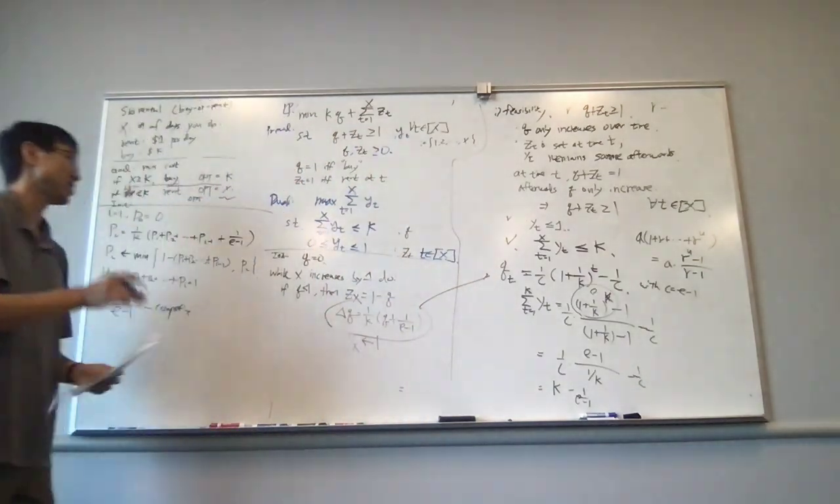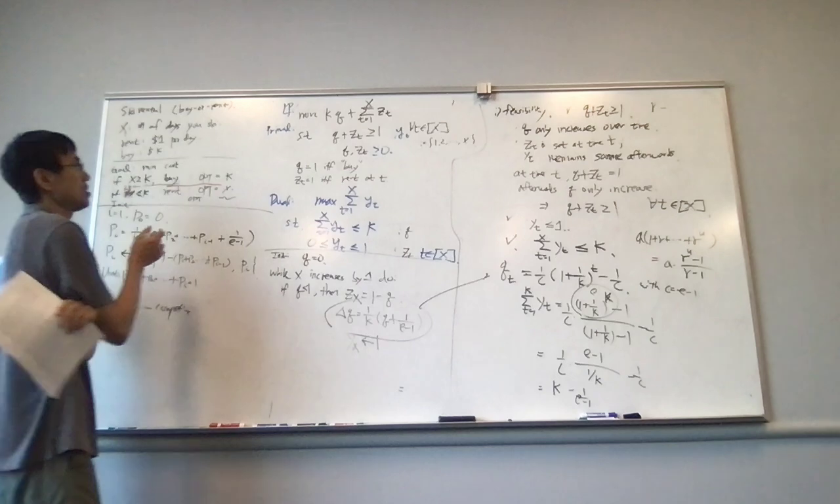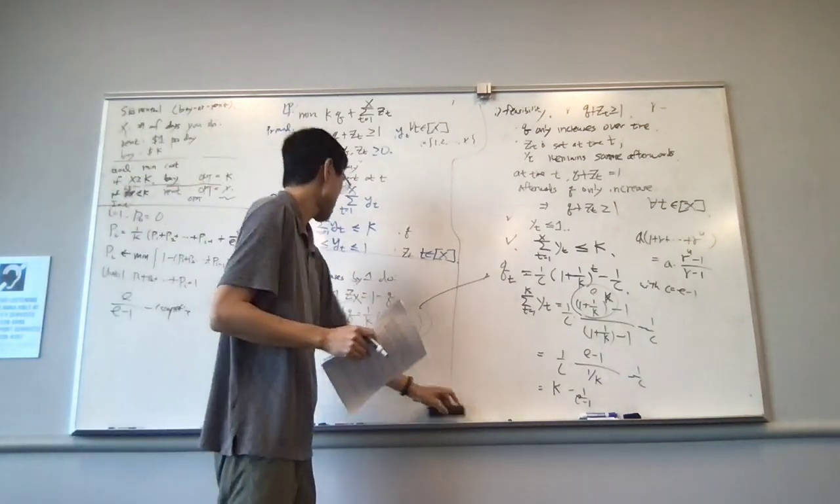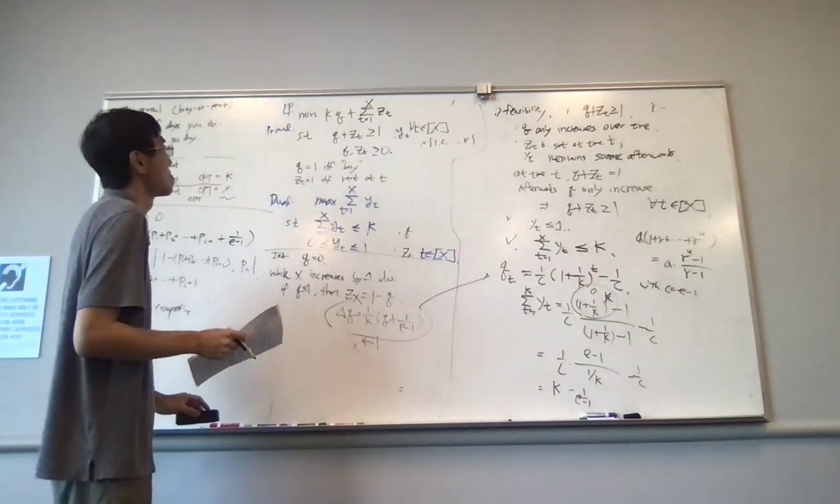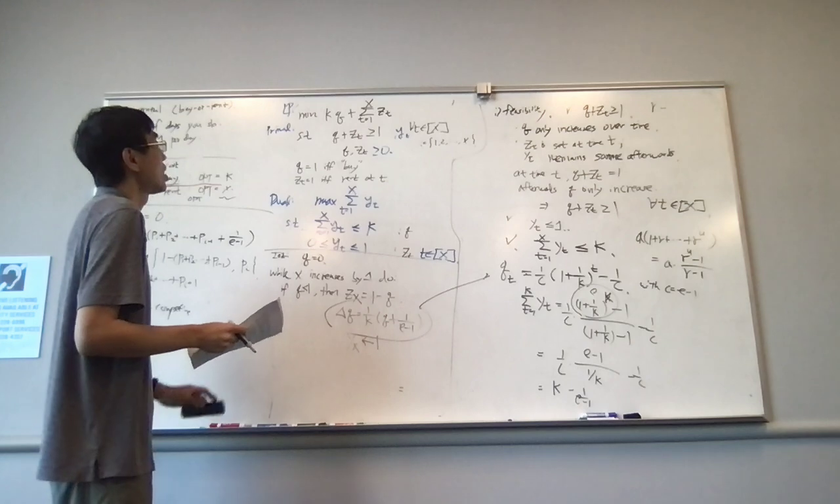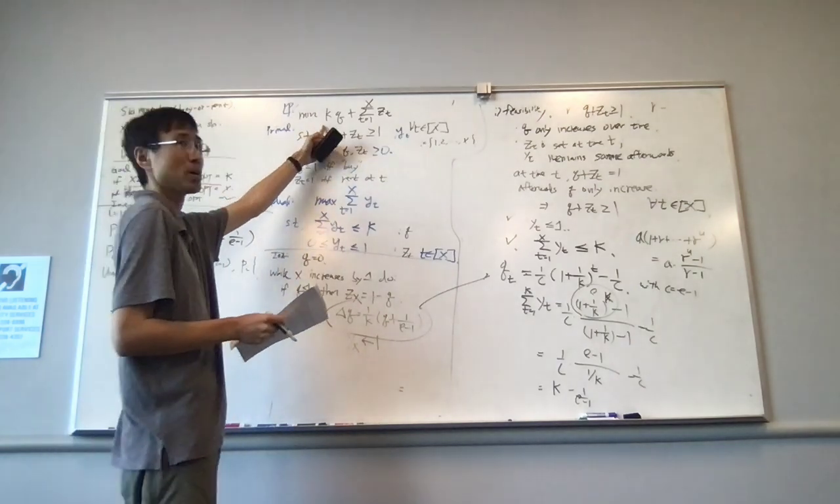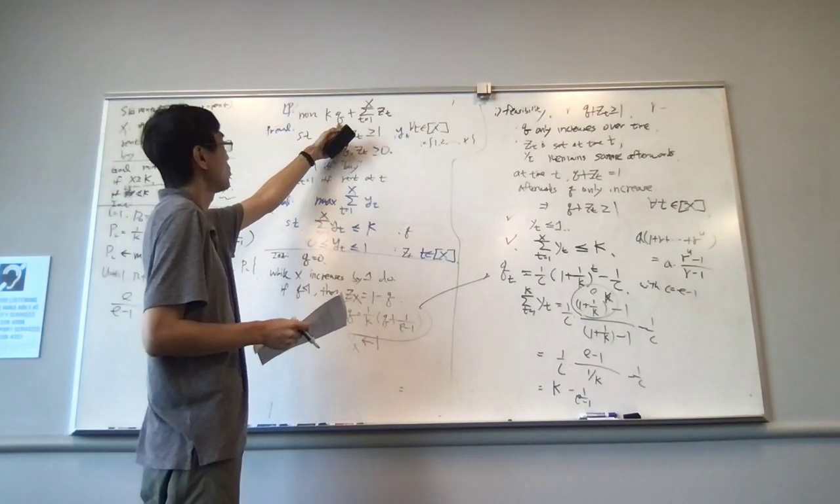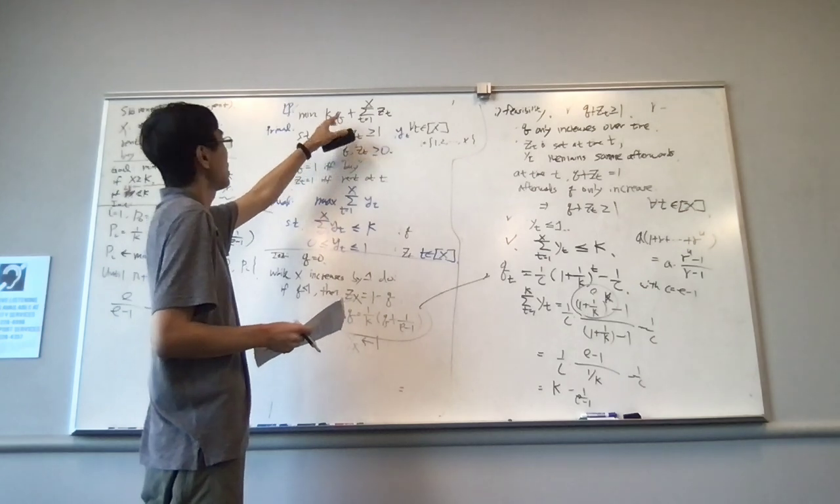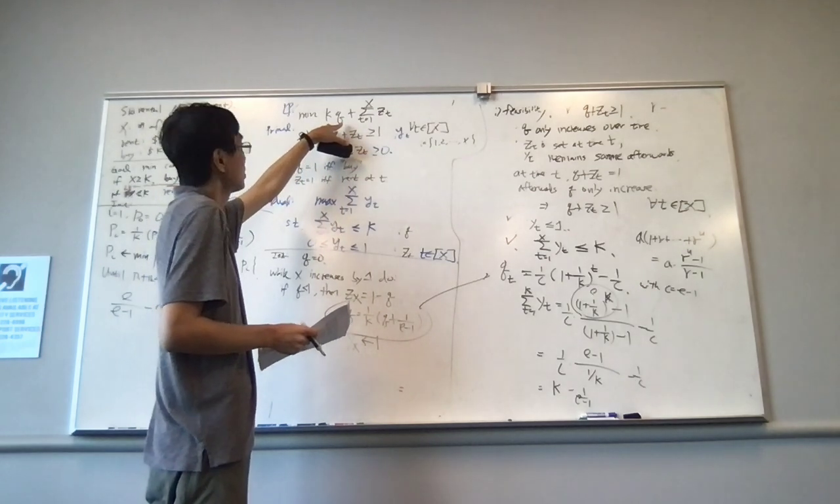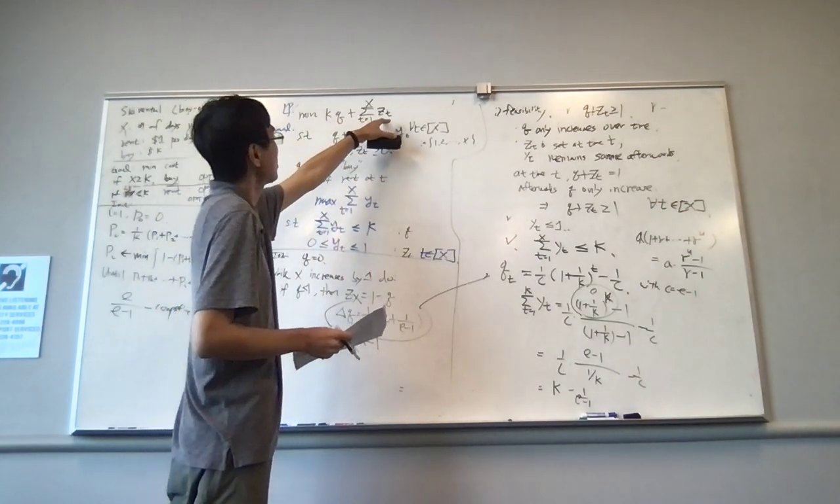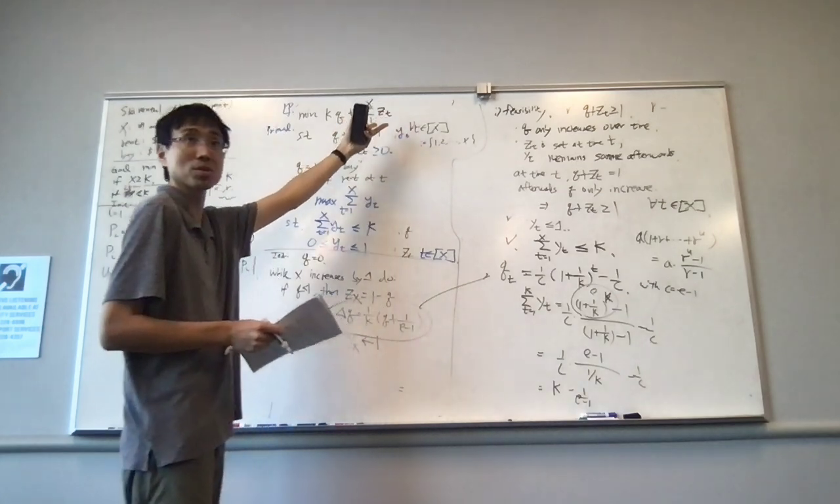Now it remains to look at the cost. This is the cost we pay when we buy. Eventually, when we buy it, we pay k times q, and then this will be the renting cost.